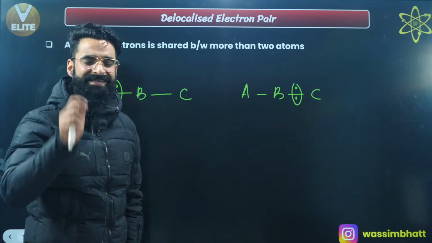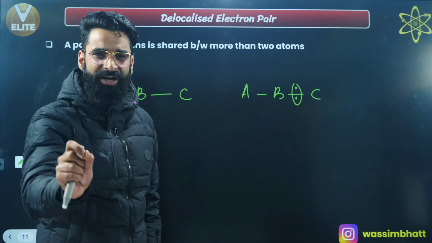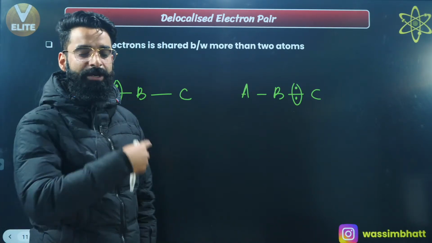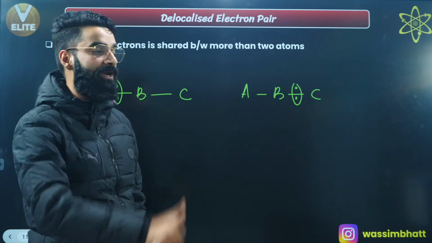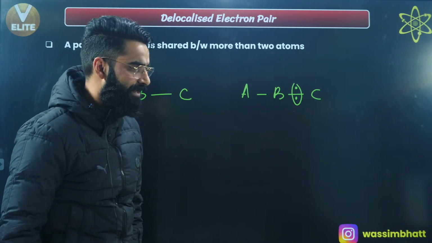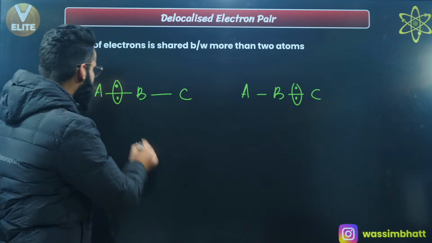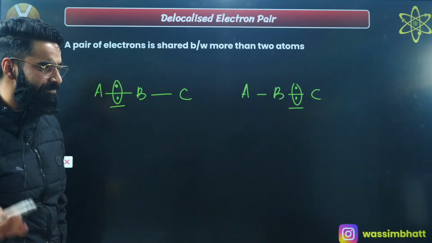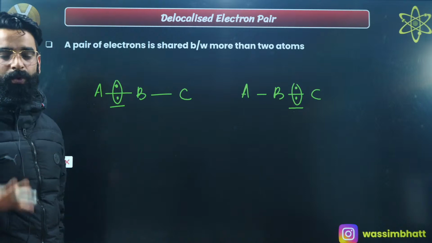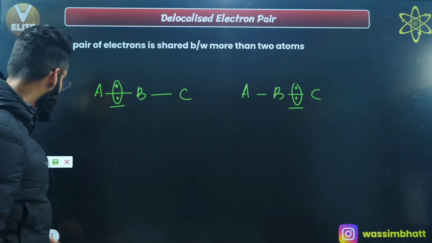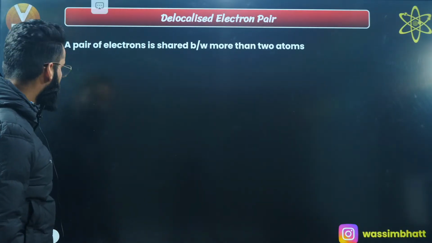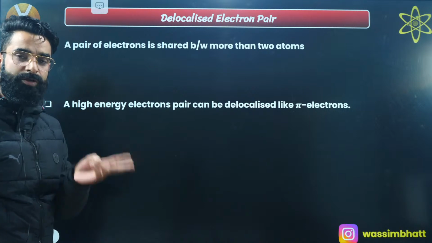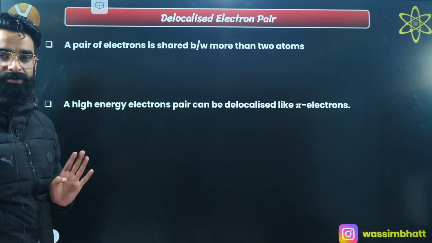Whenever you have such an electron pair, which is shared between more than two atoms, you'll call it the delocalized electron pair. Yes, as simple as that. It is not just shared between two atoms, it is shared between more than two atoms. I'm sure it's clear to everyone. So you got two things: one is the localized electron pair, one is the delocalized electron pair.